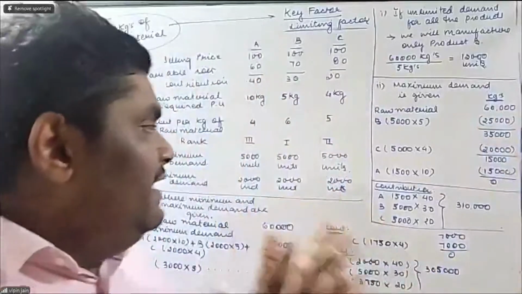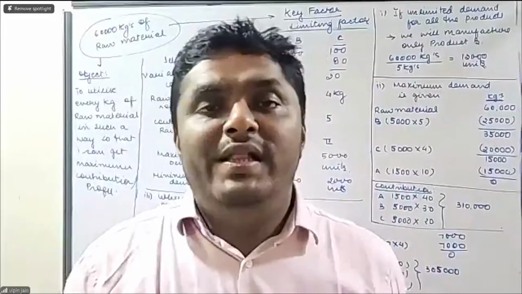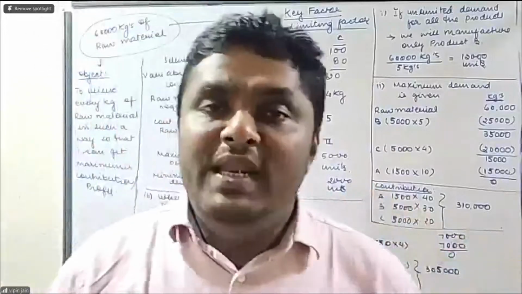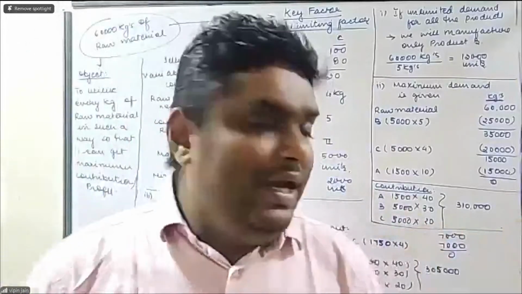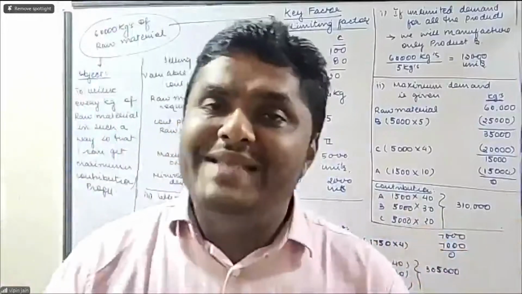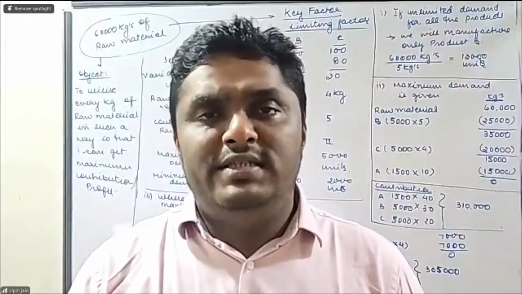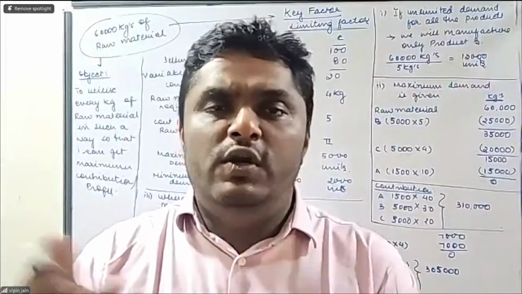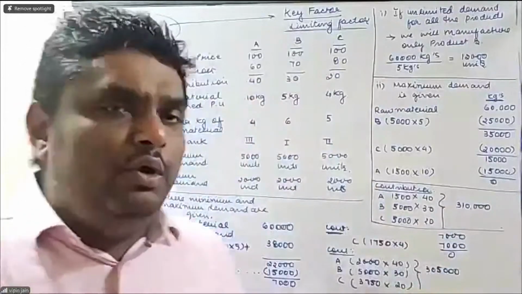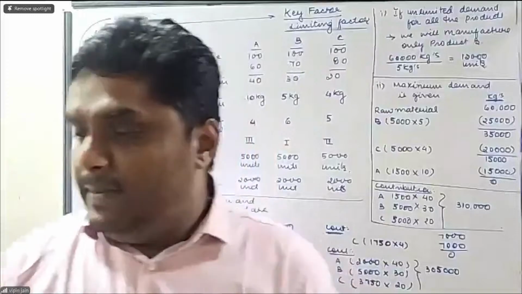So for C, even though our requirement is of 12,000 kgs, we have only 7,000 kgs in hand. So only 1750 balance units will be manufactured for product C. So in aggregate for C, 2000 plus 1750, total 3750 units will be manufactured for product C.